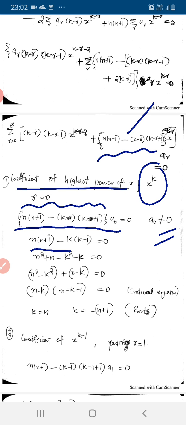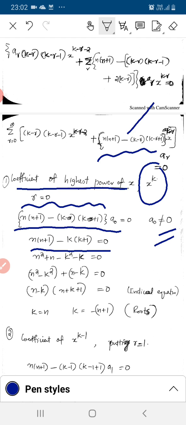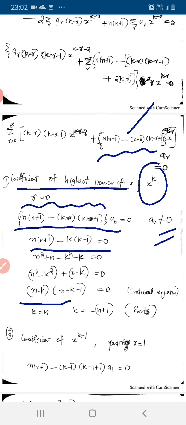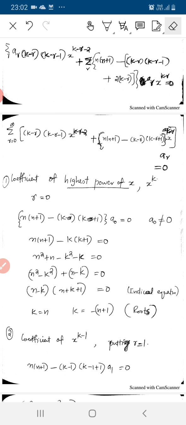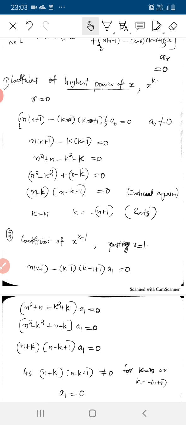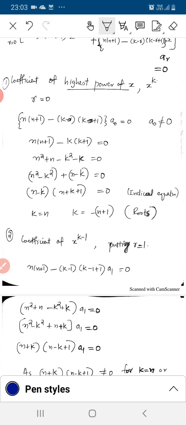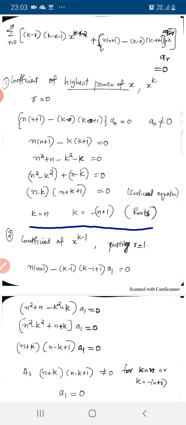So we have n into (n plus 1) minus k into (k plus 1) equal to 0. That is n square plus n minus k square minus k, and we will get (n minus k)(n plus k plus 1) equal to 0. And this is the indicial equation. The roots are k equal to n, or k equal to minus (n plus 1). So these are the roots of the equation.